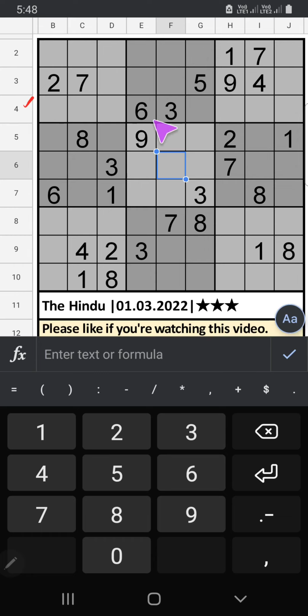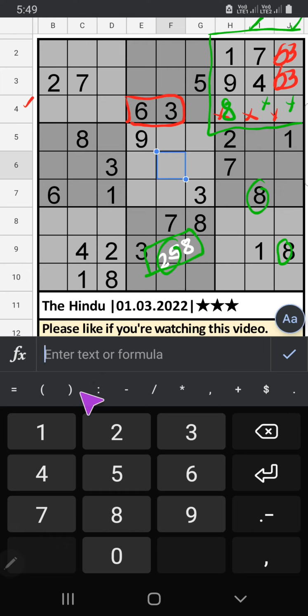Fourth row, we have 6 and 3. 6 and 3 can't come in these cells. It will come in any one of the cells. We will confirm later. Third grid, only 3 numbers are remaining: 2, 5, 8. Column I, column J, we have 8. So 8 can't come in these cells, then 8 is confirmed here. Then only 2 numbers are remaining, 2 and 5. It will come in any one of the cells, we will confirm later.